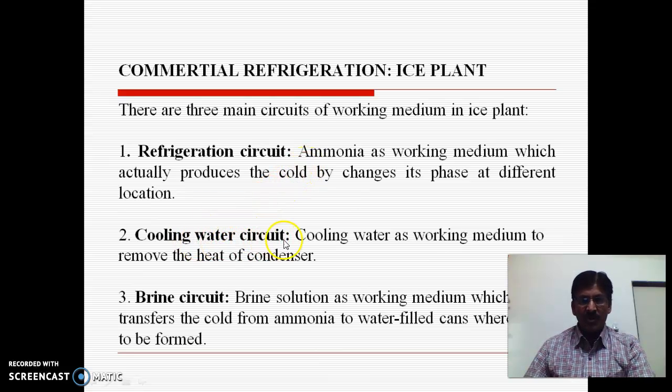In the cooling water circuit, cooling water is the working medium to remove the heat of the condenser. And the third one is the brine circuit, where a brine solution is the working medium which transfers cold from the ammonia to the water-filled cans where ice is formed.